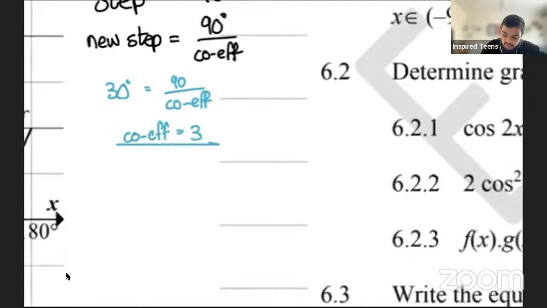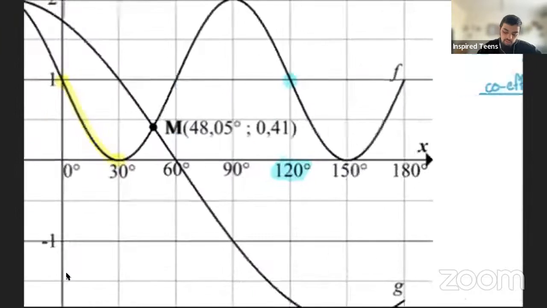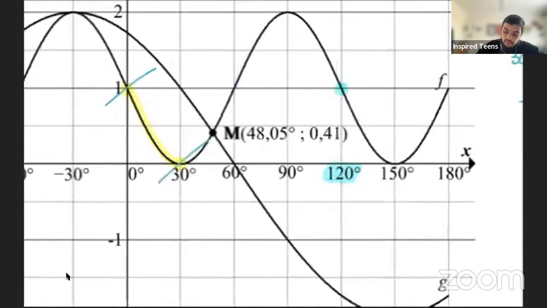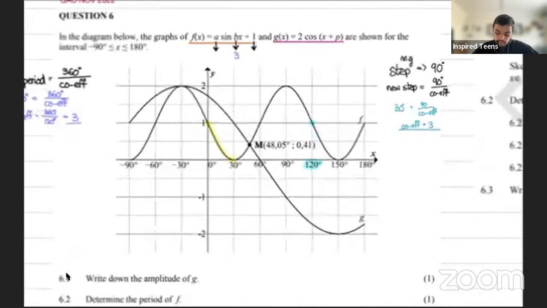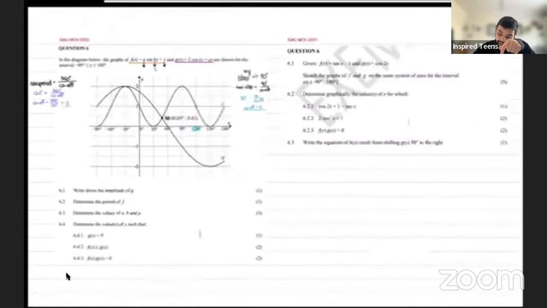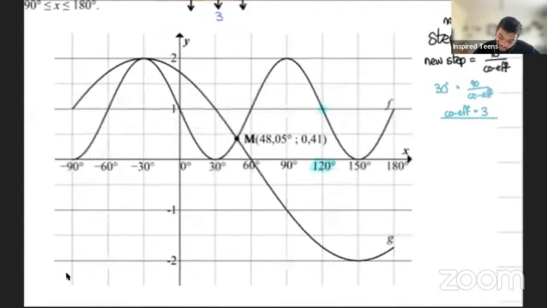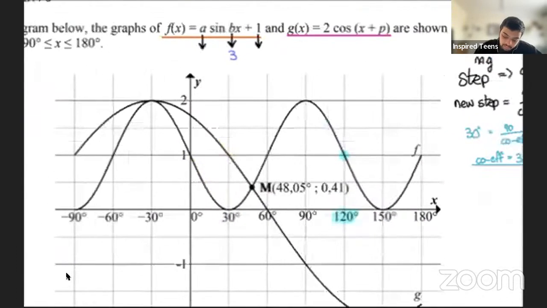So like I said, you don't even need to have the entire graph. You just need to have one step to be able to determine how much the graph was compressed by. Okay, so just keep that in mind. That's actually really important, because some questions test you like that. Okay, so we solve for that. Now let's solve for A.